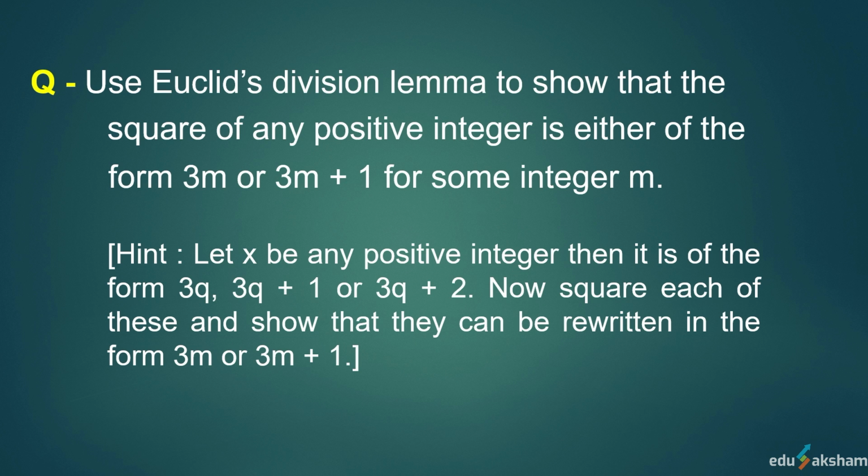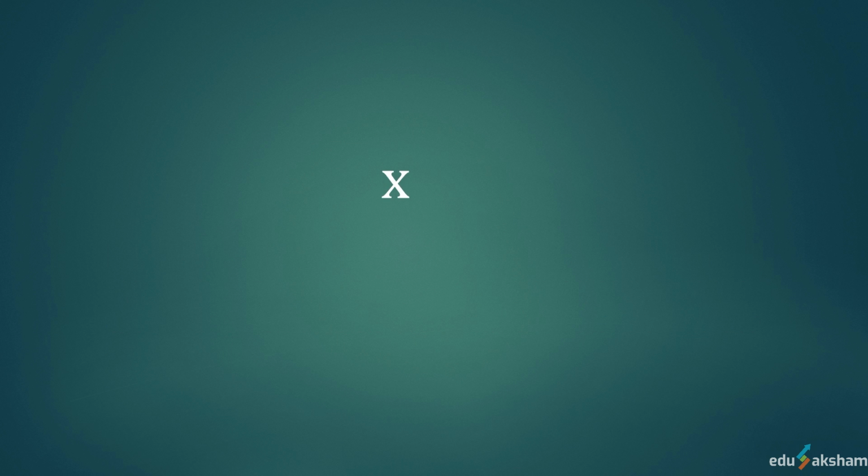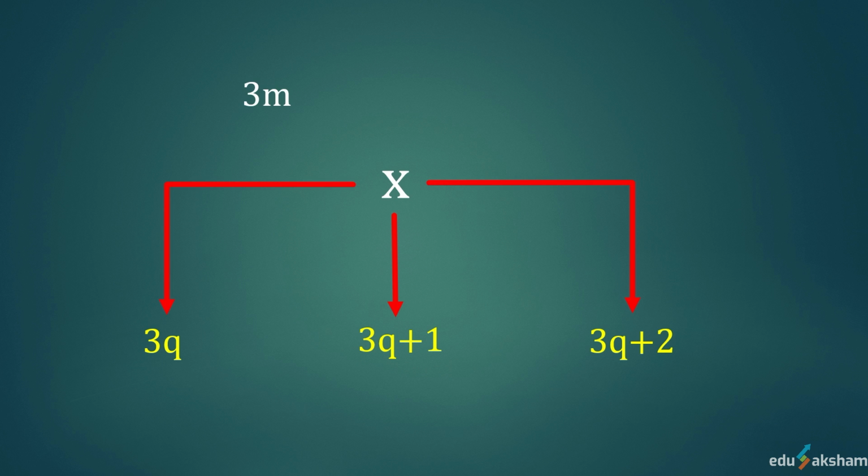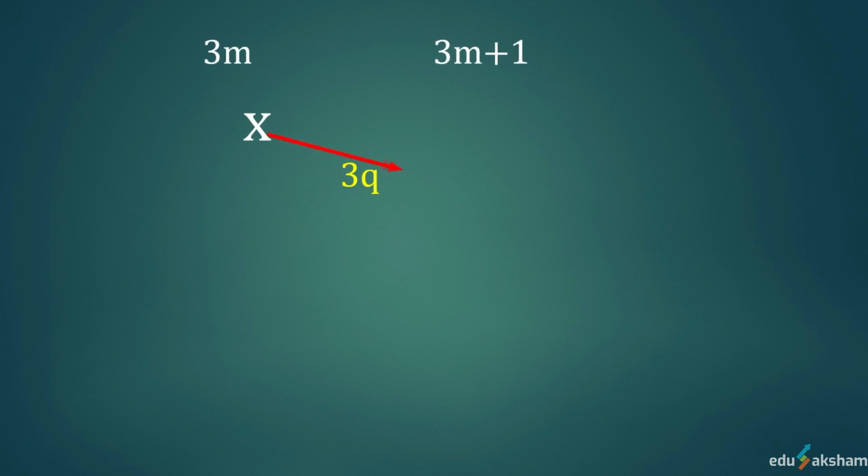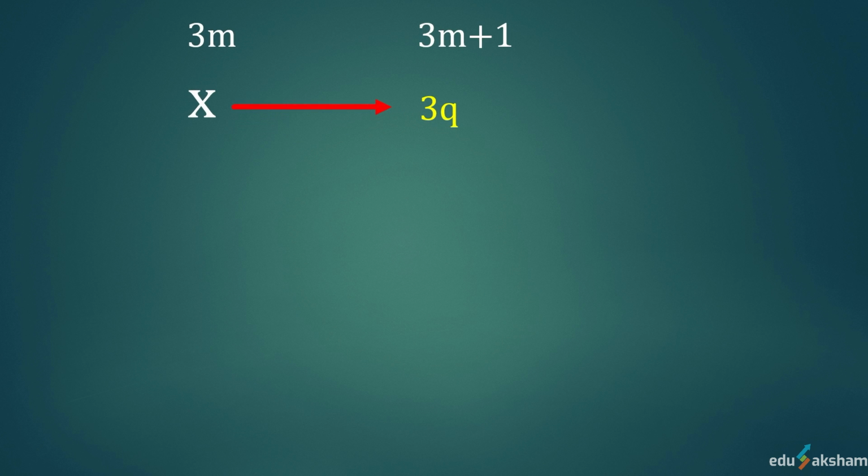We will use the hint given in the question and take x as a positive integer. We will then take the three values of x, which are 3q, 3q plus 1 and 3q plus 2. Now we will find the squares of each of these values of x and show that the squares can be either of the form 3m or 3m plus 1. So let's take the first possibility of x, which is 3q.